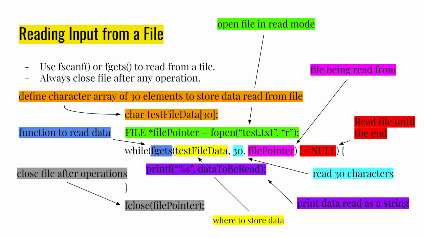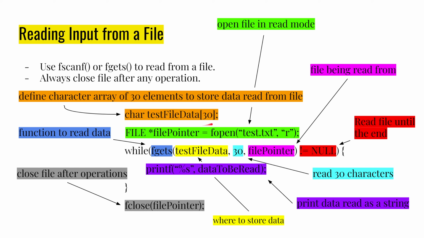So once we have the file open, we need to start reading input. To do so, we use fscanf. As seen in the code, while the setup is lengthy, the actual code is pretty simple. So we start off here by making a character array called test file data, which is the name. This will be used to store data that is read from the file. By default, we just have it at 30 elements. It could be however many elements based on how big you expect the file to be.